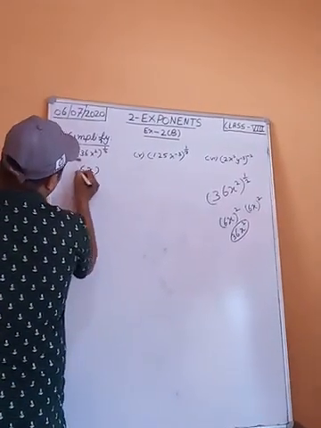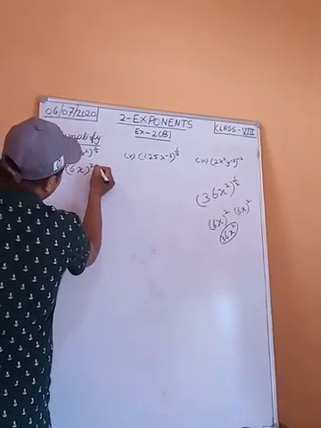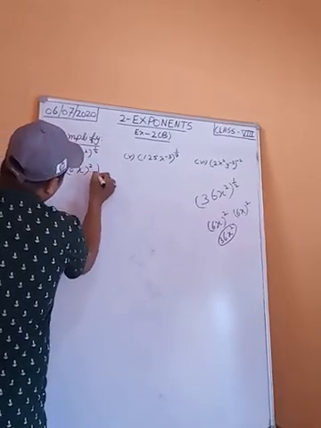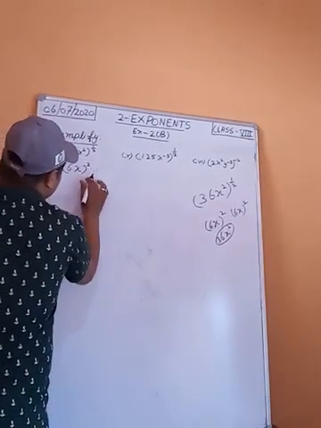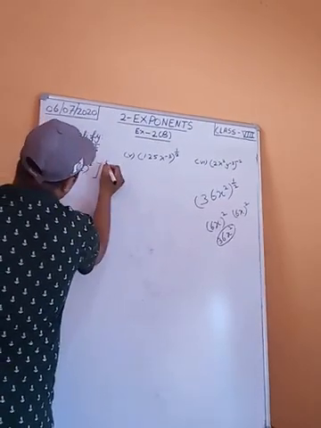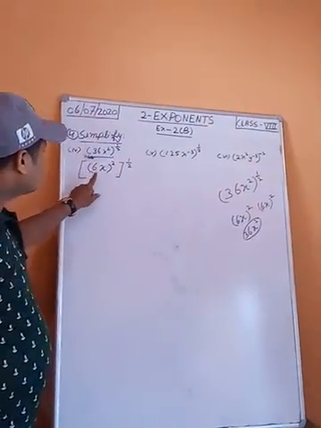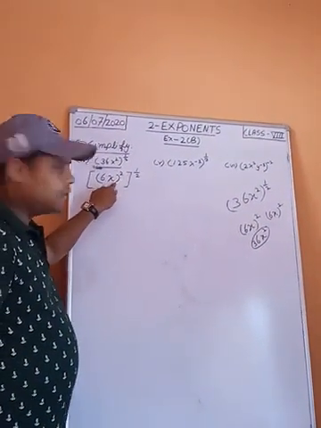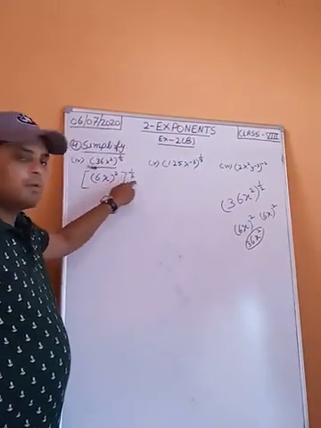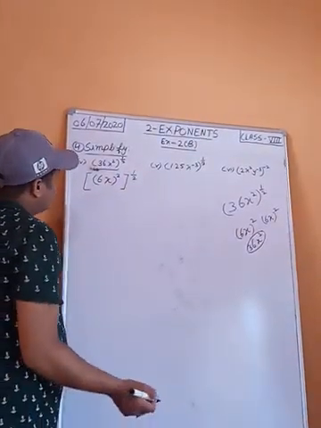6x whole square, then its power 1 upon 2. It means its power 1 upon 2, like this. For this much portion, we had written 6x whole square. Then its power 1 upon 2. It is called product law. Product law of exponent. Or also called power law.